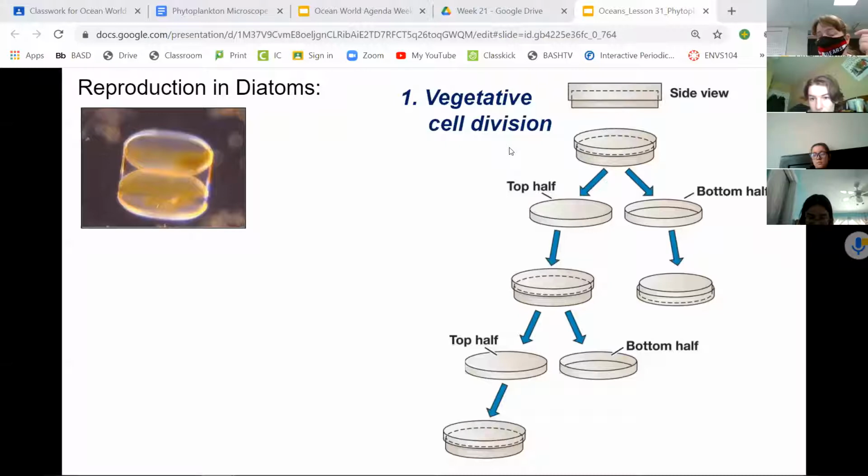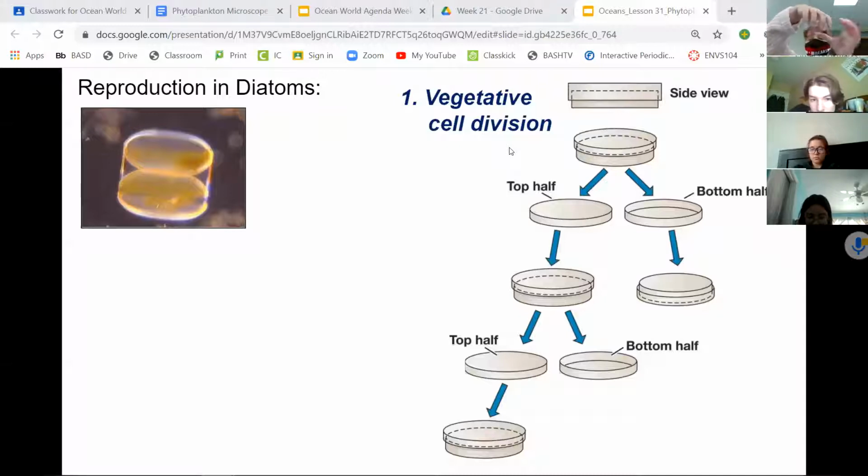The only problem with this asexual cell division in diatoms is, if you recall, we said that their two frustules were like the two halves of a petri dish. And if you remember from being in person, in a petri dish, one of the halves is a little bit bigger than the other so that it can sit over top of it.